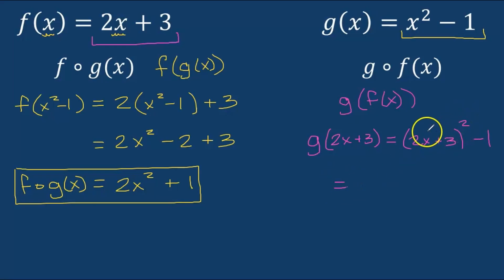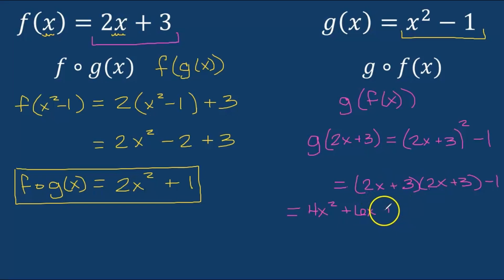Remember that a squared on the outside of the parentheses means there's 2 copies of what's inside that parentheses, which means we have to write 2x plus 3 2 times. And not forget that there is a negative 1 tagging along at the end. Now you'll notice that I'm migrating my equal sign over, and that's because I'm anticipating needing a lot more room once I multiply this. So 2x times 2x is 4x squared. 2x times 3 is 6x. 3 times 2x is 6x. And 3 times 3 is 9.